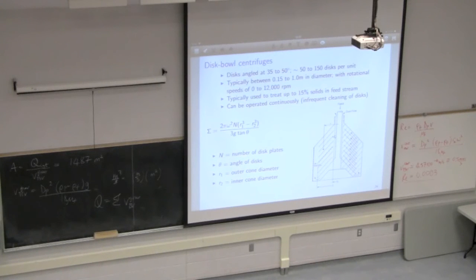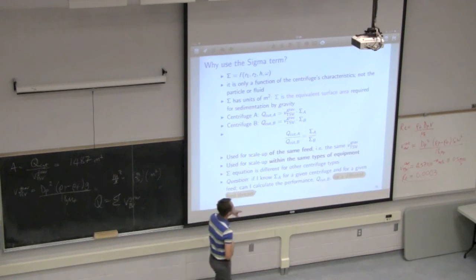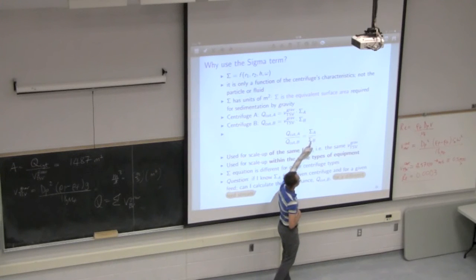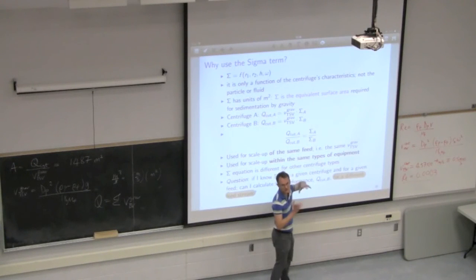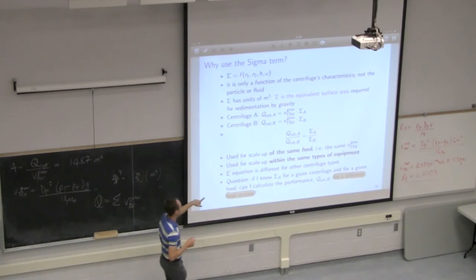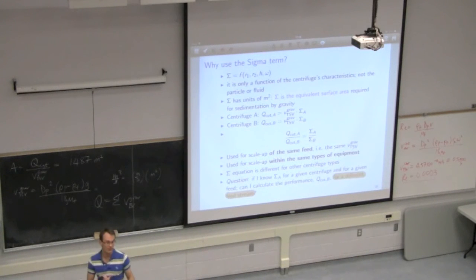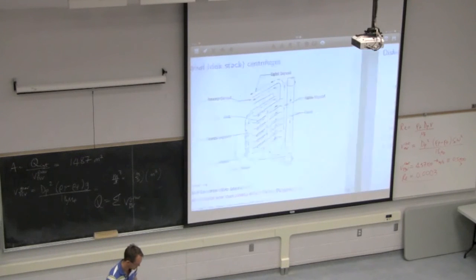Now one thing you cannot do is use the sigma from a tubular bowl centrifuge in that formula we had for the ratio of two sigmas, the formula back here. You cannot use sigma from a tubular bowl centrifuge and sigma from a disc bowl centrifuge and try to scale up. There are two very different principles. That's stated over here: the sigma equation is different for other centrifuge types. You cannot scale up from one type of centrifuge to a different type. Within the same type, that's a valid equation to use, but not between types of centrifuges.